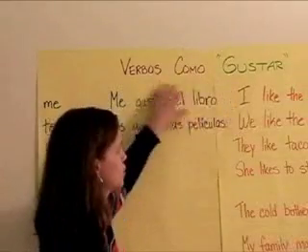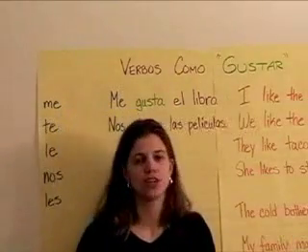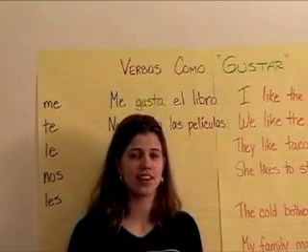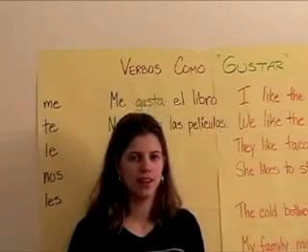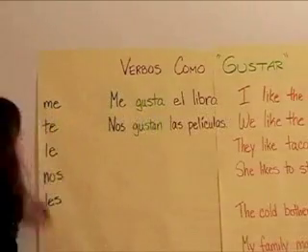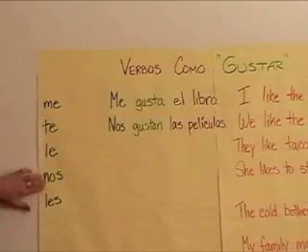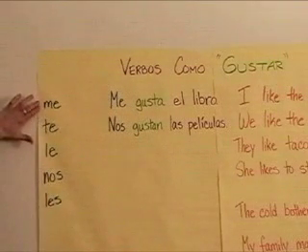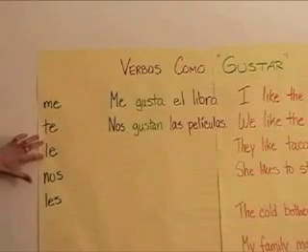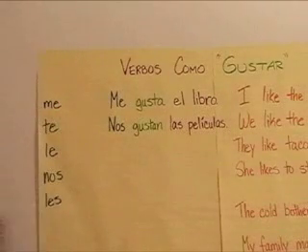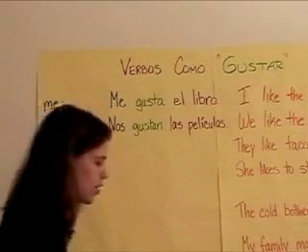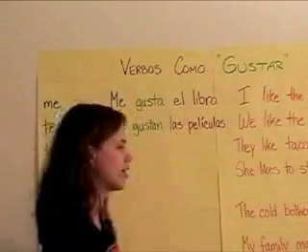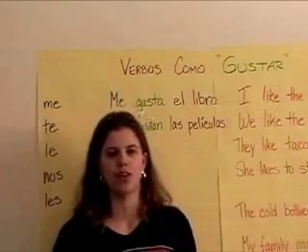Verbs like gustar use indirect object pronouns. Now, do you remember your indirect object pronouns? I think I do, since I can see them there. Exactly. We studied these in chapter 6, and they're back again. They are me, te, le, nos, and les. Let's take a look at a sentence in Spanish and try to decipher how verbs like gustar work.